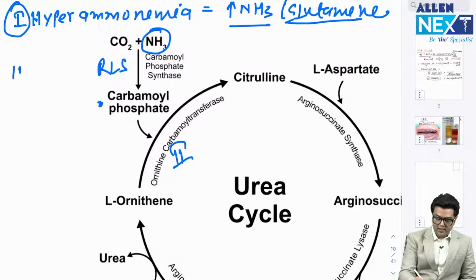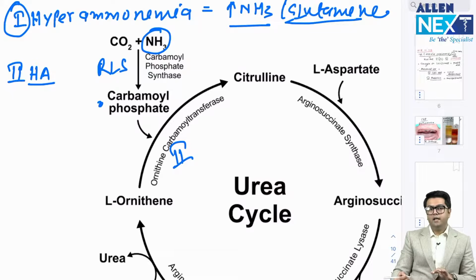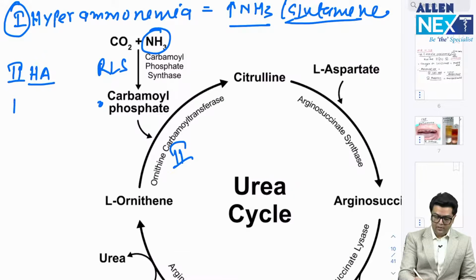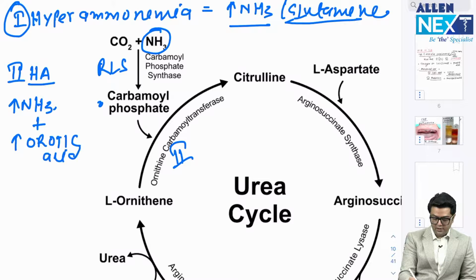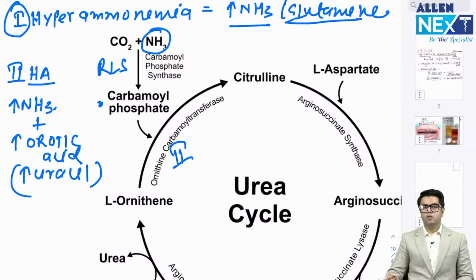Clear? And then the type 2 hyperammonemia, HA, I am writing hyperammonemia, then how will you answer it? If the question says that there is an increase in the ammonia levels, plus there is an increase in the levels of orotic acid, which is nothing but the precursor of uracil in the pyrimidine synthetic pathway, clear? So this is type 2 hyperammonemia that you can proceed with as the answer.